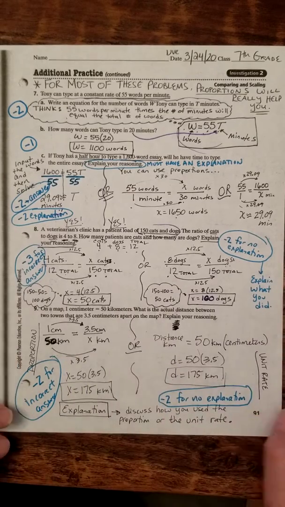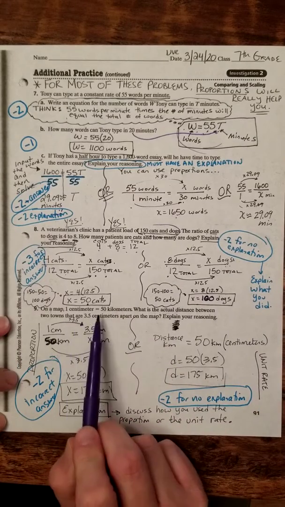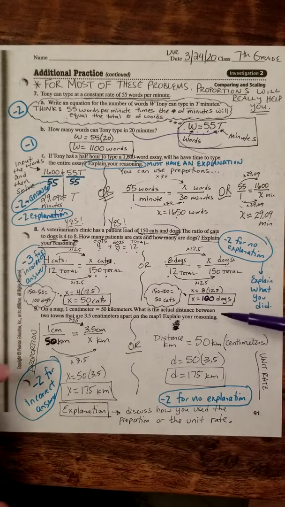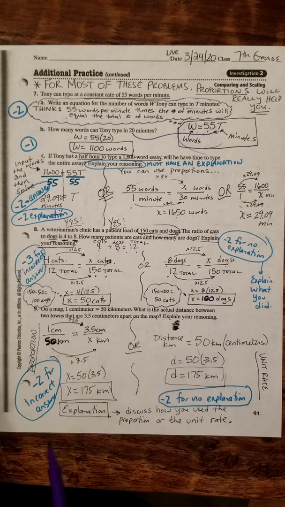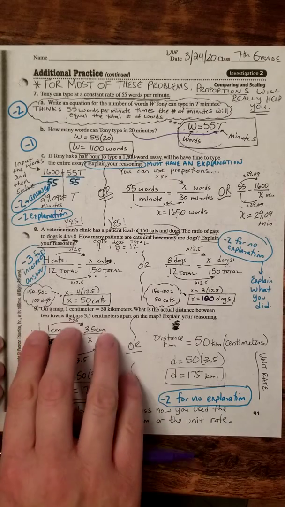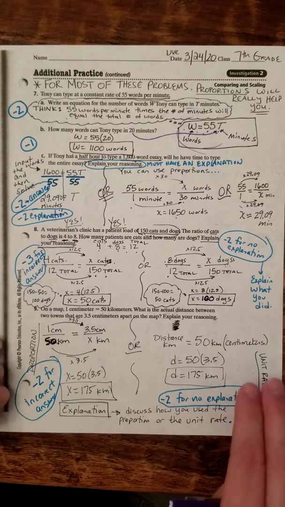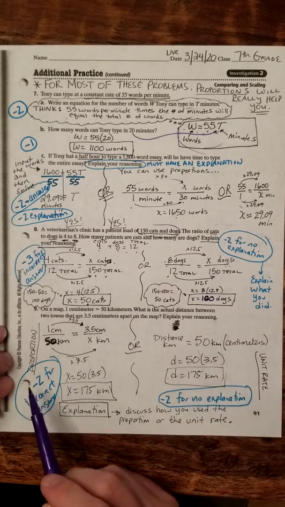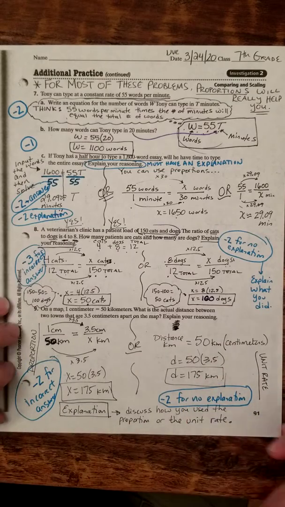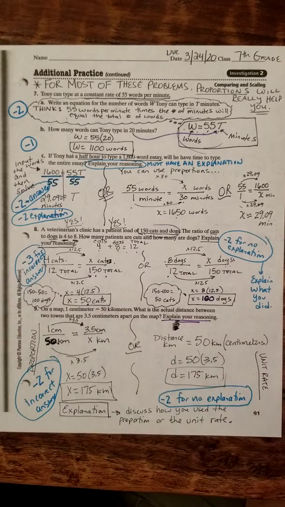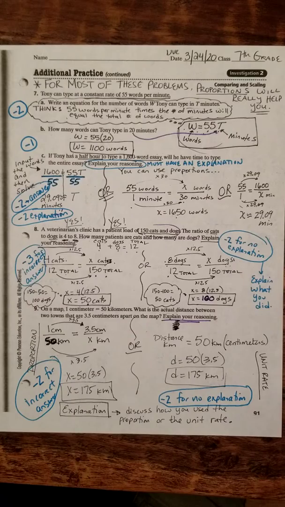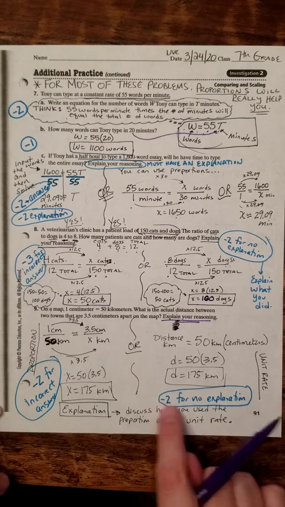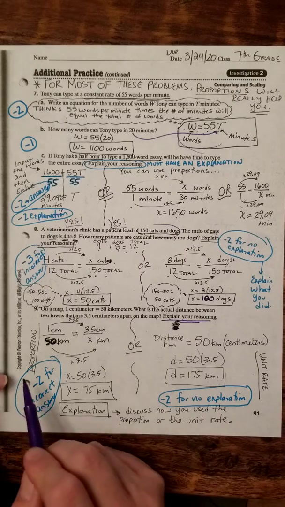Number 9, on a map, 1 centimeter equals 50 kilometers. What is the actual distance between 2 towns that are 3.5 centimeters apart on the map? Explain your reasoning. So again, proportion, I've shown it 2 ways. You can set up a proportion or you can set up an equation and solve. So either one of these is completely fine. Again, we have explain your reasoning. So whatever way you worked it, just make sure you have a little explanation under it or next to it. If there's no explanation, you're going to take 2 points off.